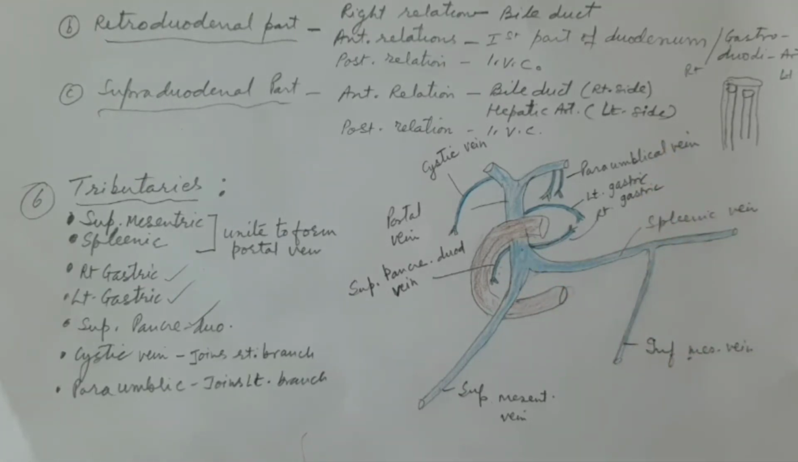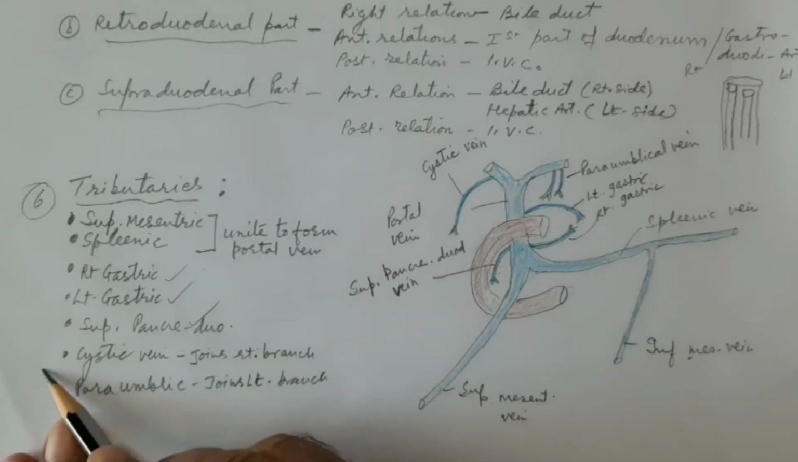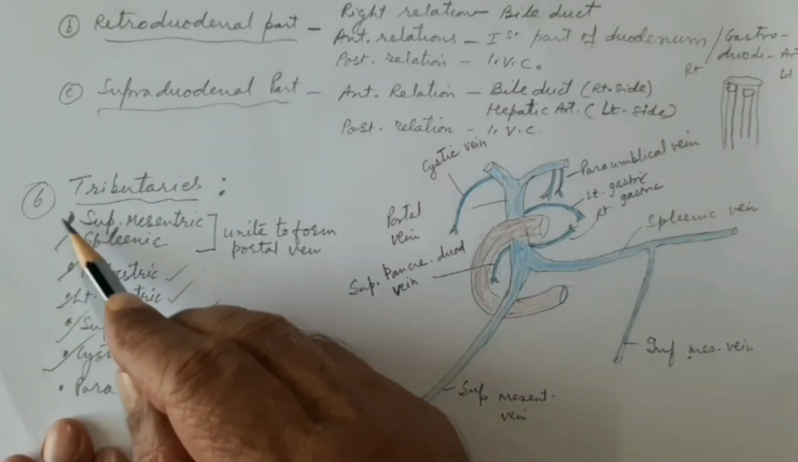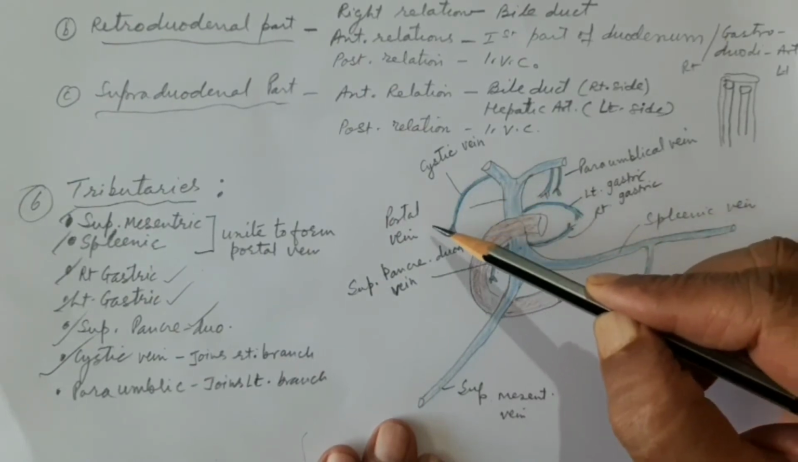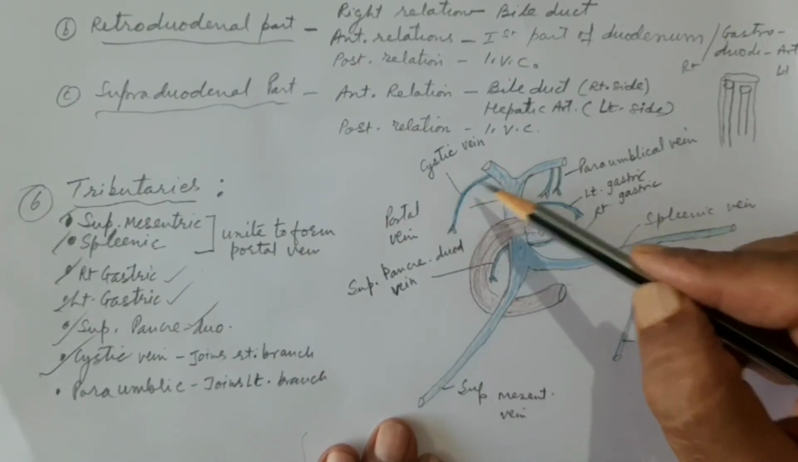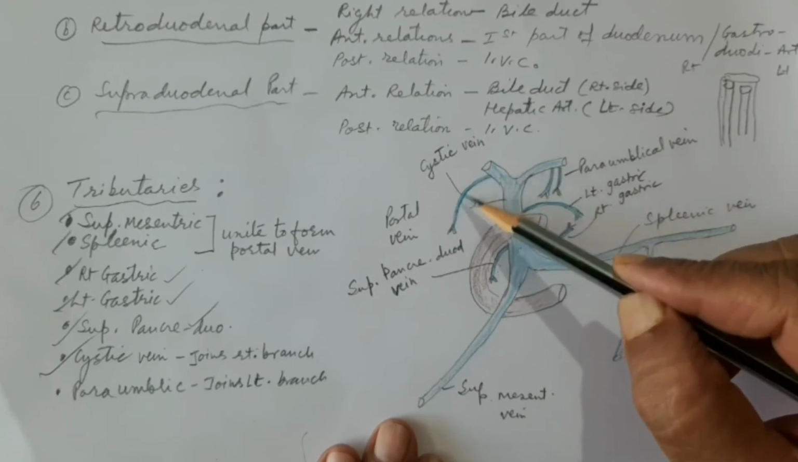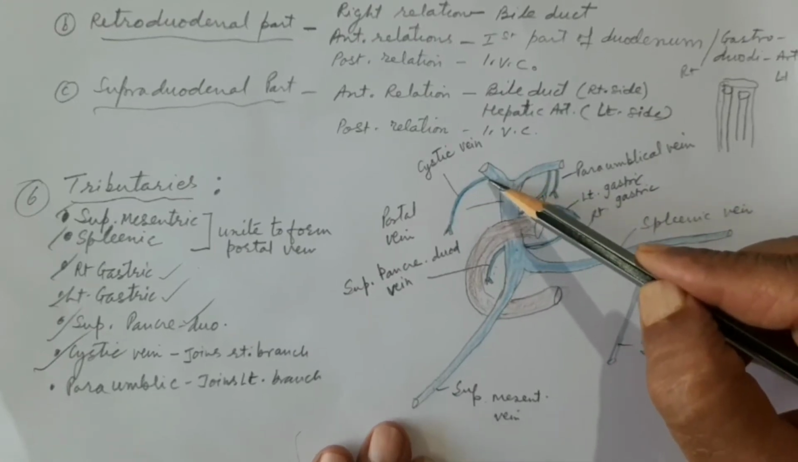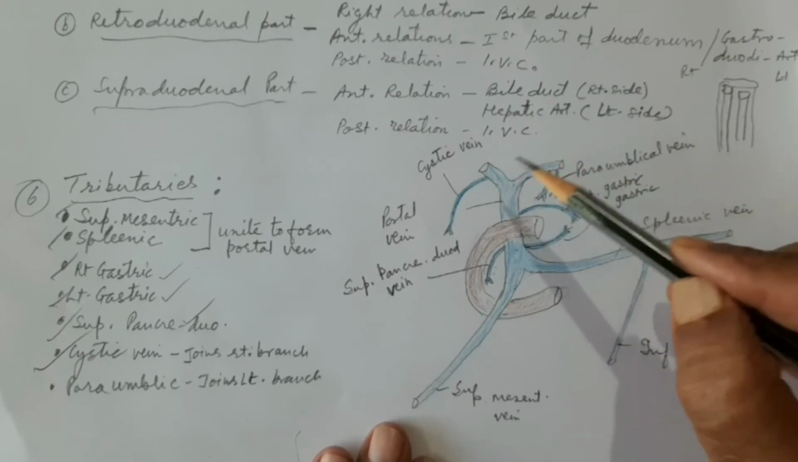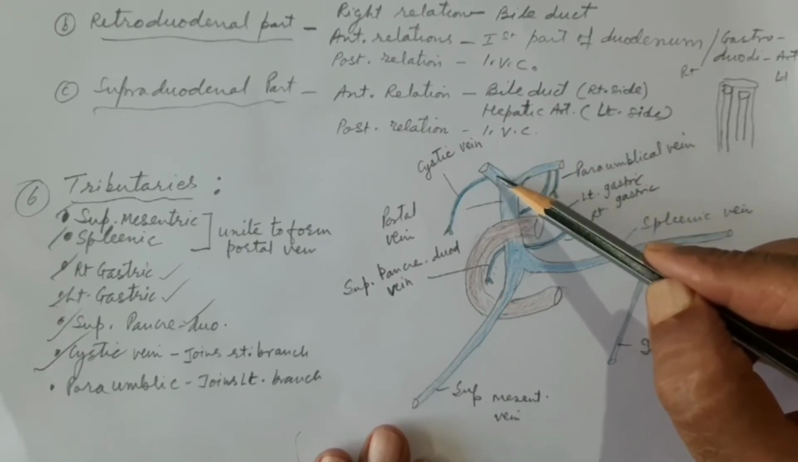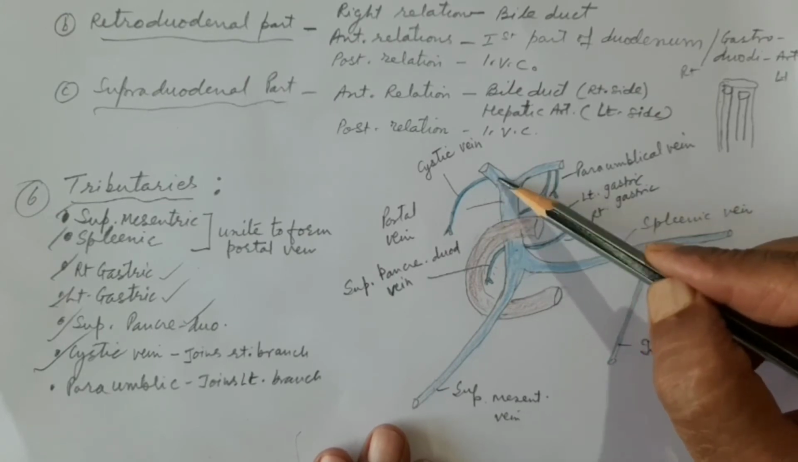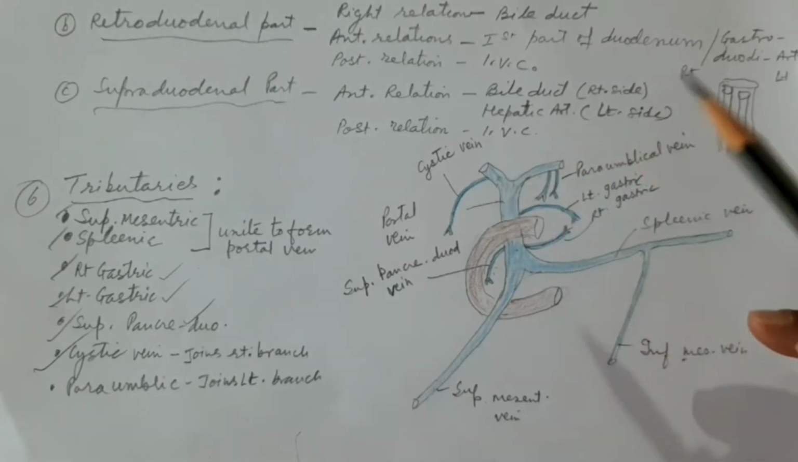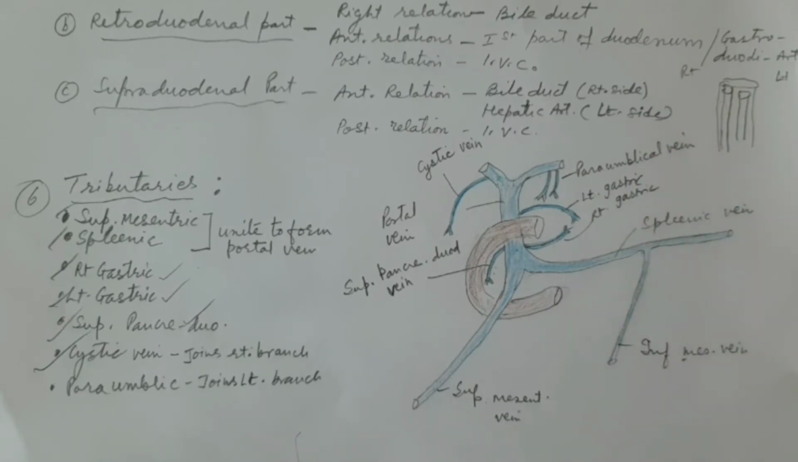Then cystic artery, cystic vein. The cystic vein will bring the blood from the gallbladder. It will run along with the cystic artery, and then it will pour its blood into the right branch of the portal vein, not directly into the portal vein, but onto the right branch of the portal vein. So this is the cystic vein, right?